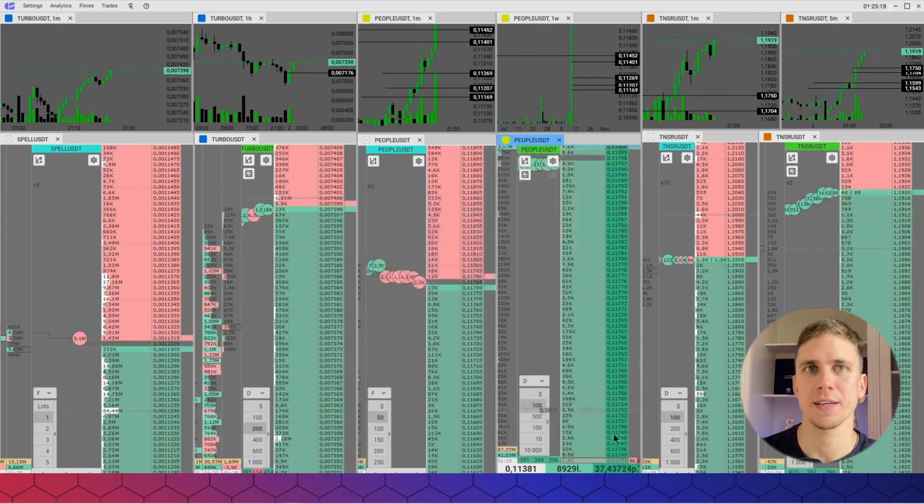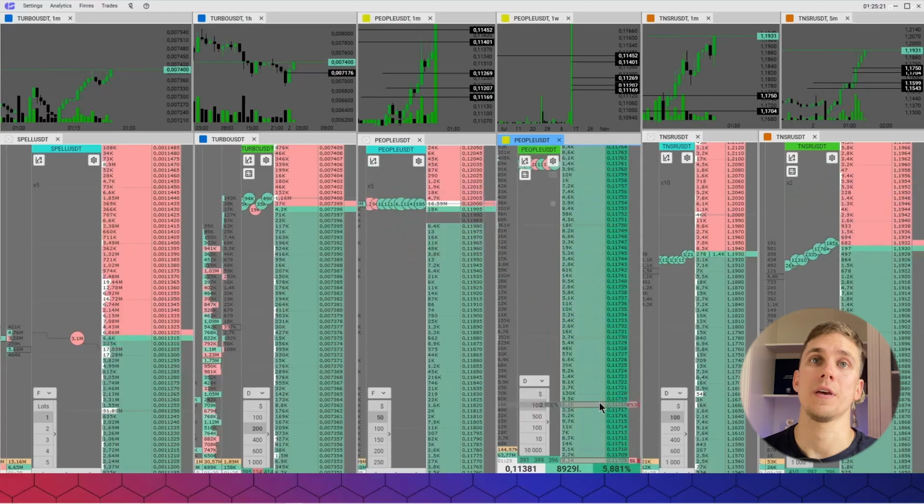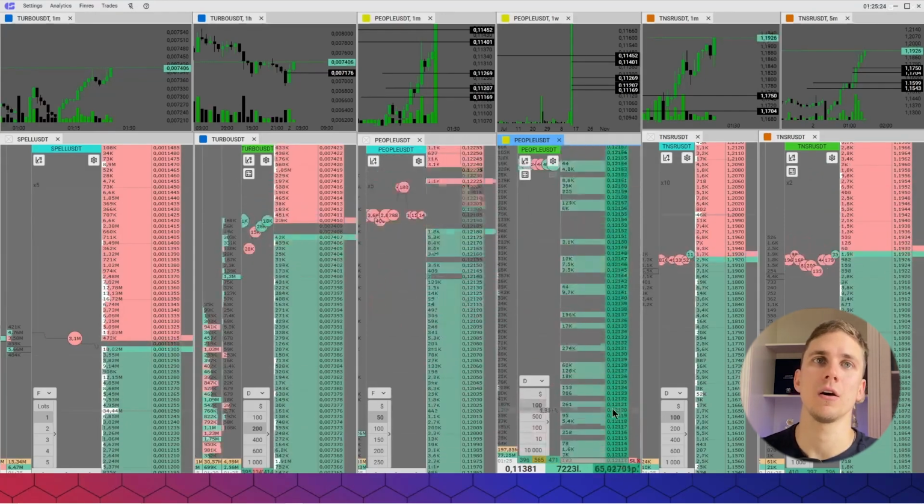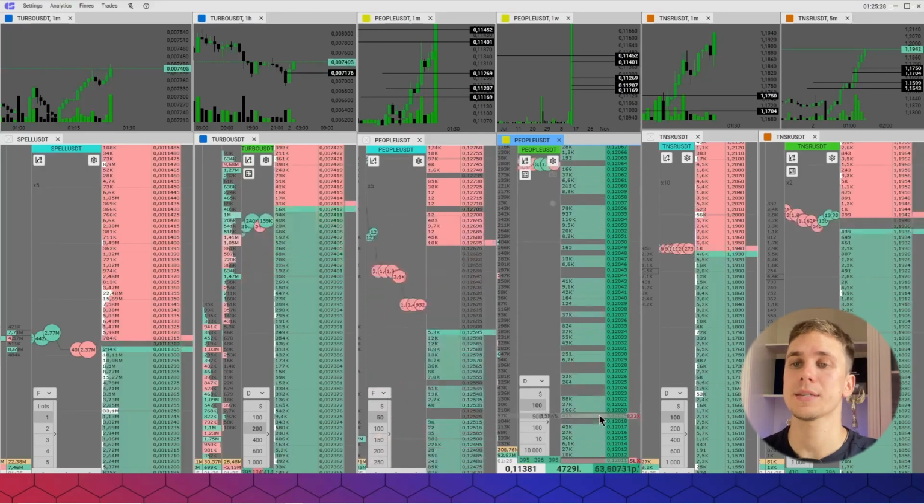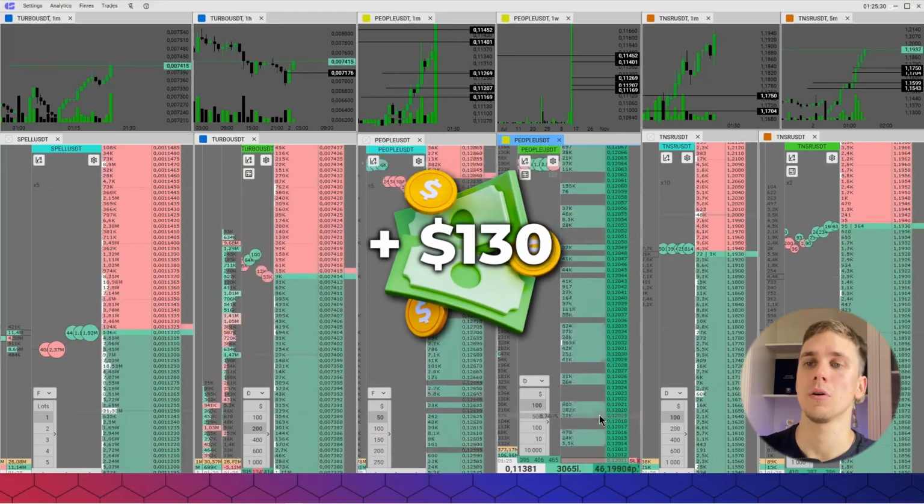It's so fast that I start fixing manually. The impulse was so drastic that I lost control of the price and started fixing. Plus $130 on this trade.